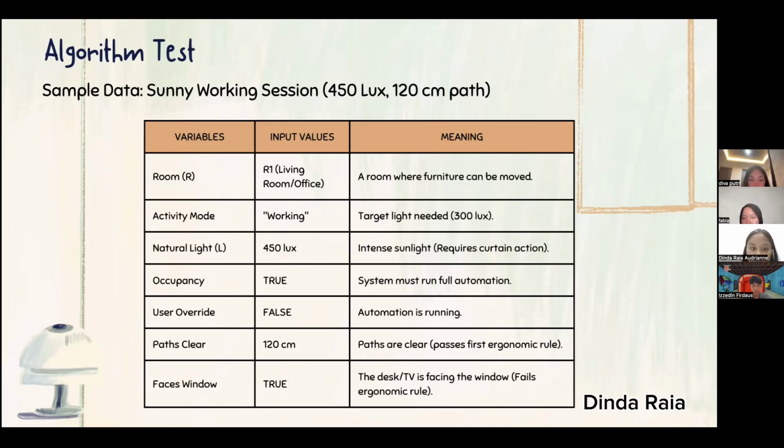It requires curtain action. And then this is the occupancy. The system must run full automation, and the user override is off, meaning the automation is running. The path clear is 120 centimeters. It means it passes the first ergonomic rule because it's larger than 90. And then the desk or TV is facing the window, which fails the ergonomic rule.